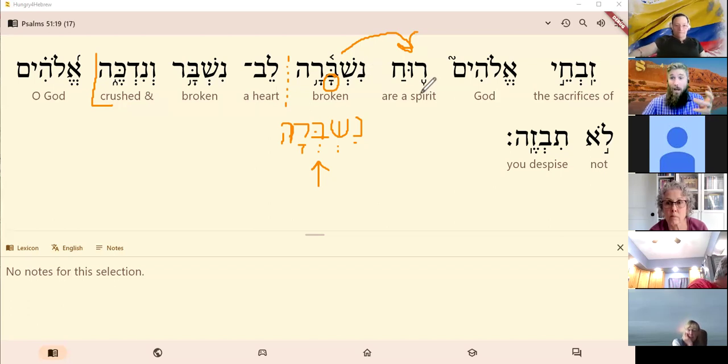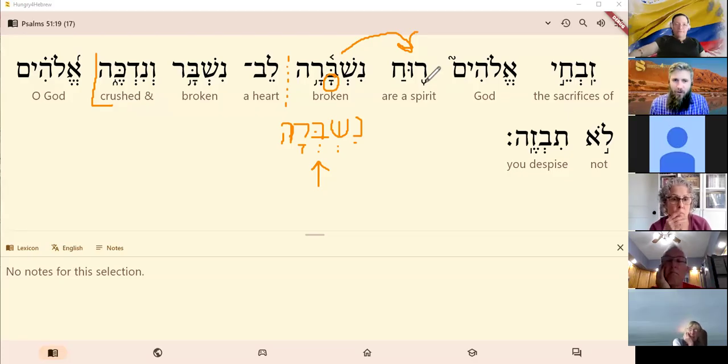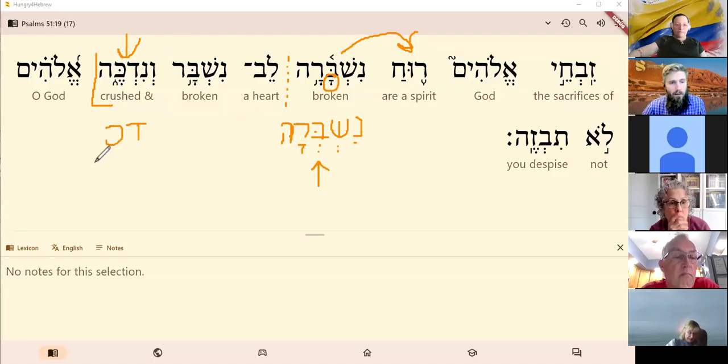rather than a breaking spirit, a spirit that goes around breaking things. That would be a different word, right? Shoveret. No. It's in the nifal. Nishbara. Lev nishbar v'nidke. Okay, so here we can see the same root, nishbar or shavar, to break. What is the root of nidke? Daka? Okay, dalet, kaf, missing yod.